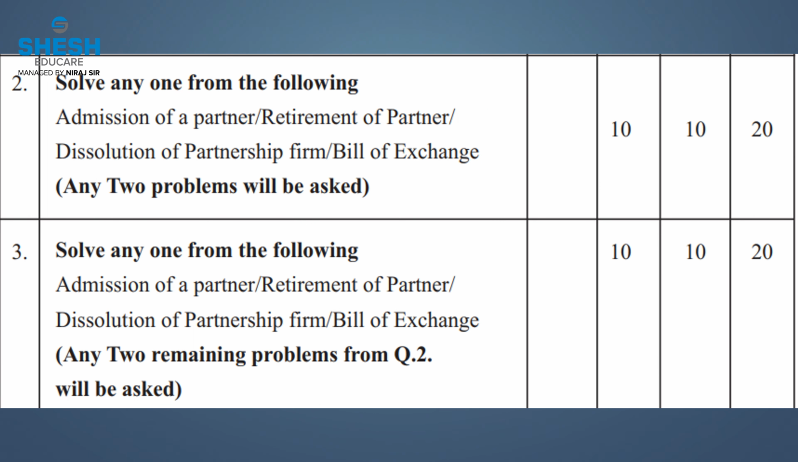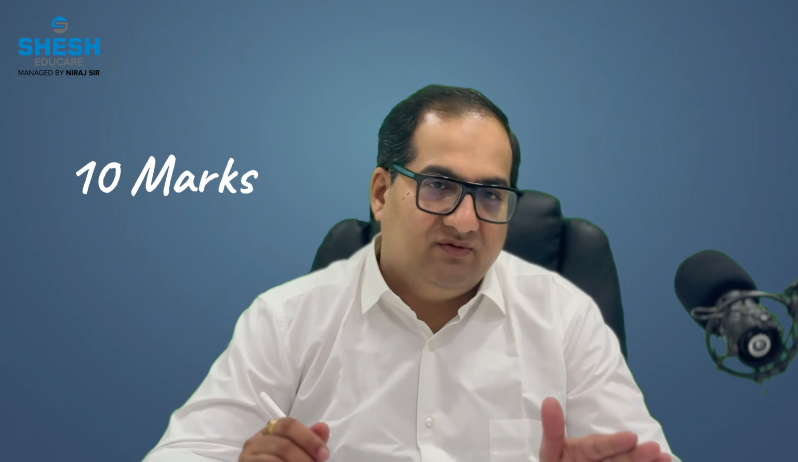The moment we complete our 25 minutes, we go to question number 2. Now question number 2 and question number 3 both will carry an internal option. In question number 2, there will be 2 questions asked, one on admission or it could be retirement. In question number 3, there would be 1 question on dissolution or it could be 1 question on bill of exchange. Each question carries 10 marks.